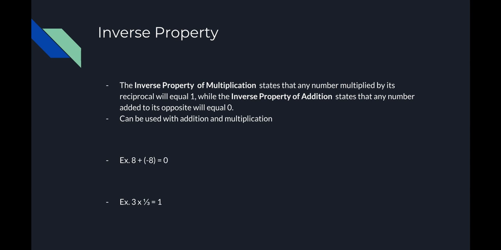Another property I want to talk about is the inverse property. The inverse property of multiplication states that any number multiplied by its reciprocal will equal 1, while the inverse property of addition states that any number added to its opposite will equal 0. This property can be used with addition and multiplication. One example of this is 8 plus negative 8, which equals 0. And another example is 3 times 1 over 3, which equals 1.